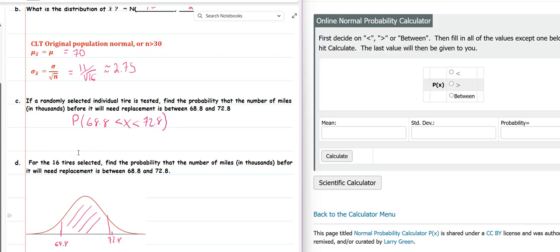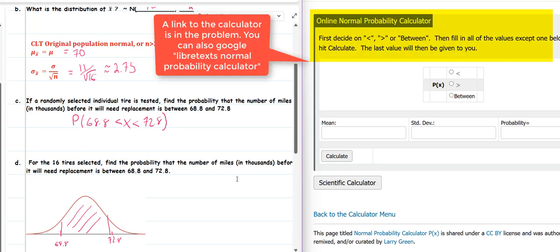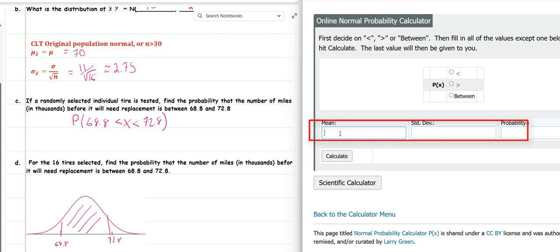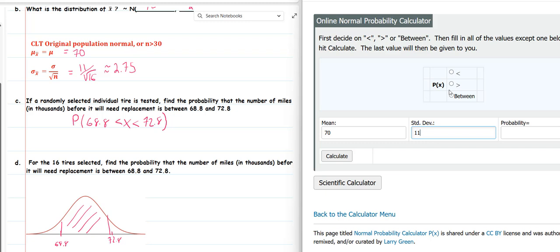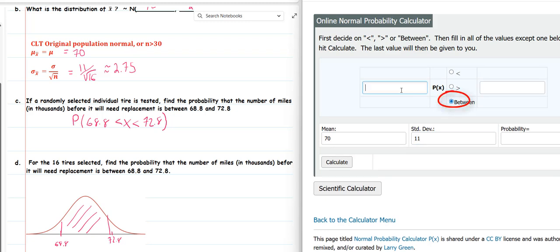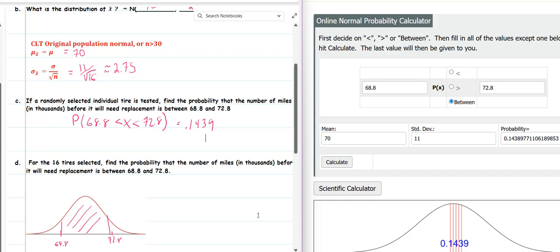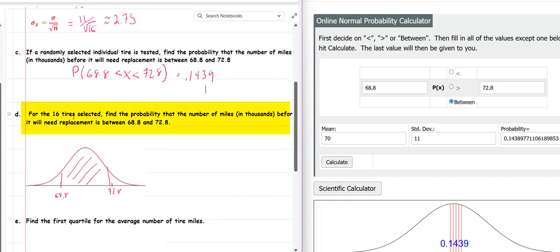A picture of that would be if this is 68.8 and this is 72.8, we want the area of the shaded region. So I'm going to jump over here to my online LibreText normal probability calculator, and I'm going to put in the mean and the standard deviation of the original population. So that's 70 and 11. And I click on between and put in the ends of the intervals in question. Click calculate, and to 4 decimals we get 0.1439.